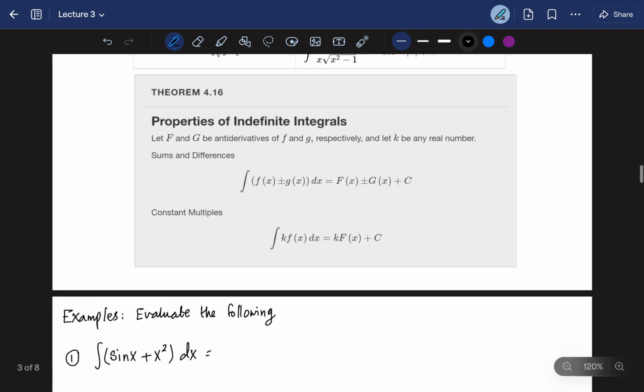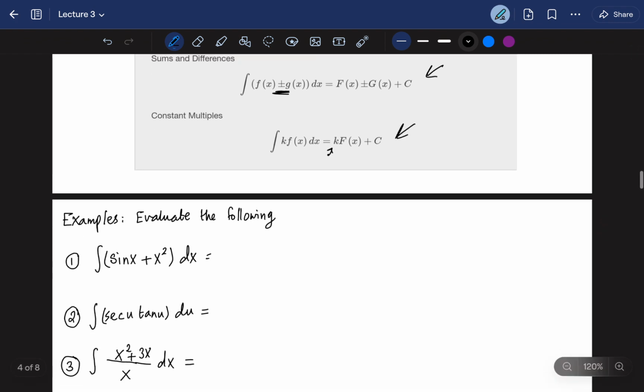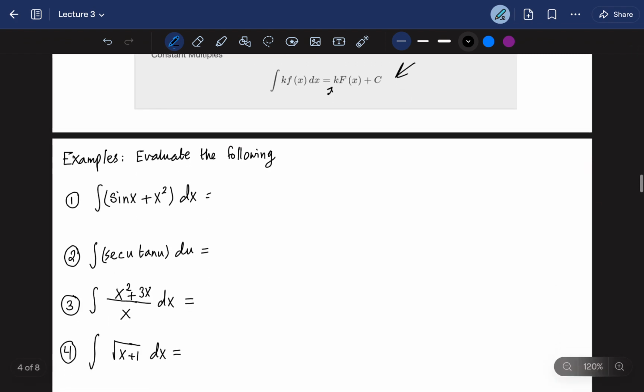Also, indefinite integrals have the same properties as definite integrals. So I can distribute it if I have a plus or a minus. If I have a constant k, you just take it out, find the antiderivative, and multiply. Okay, so let's do examples so we'll understand how things work. So now the first thing here, since I have addition, I can distribute it using the properties.